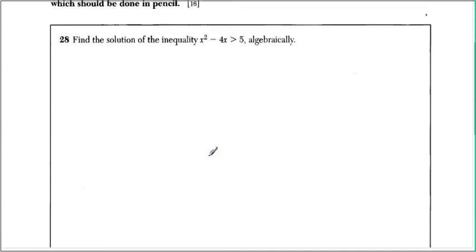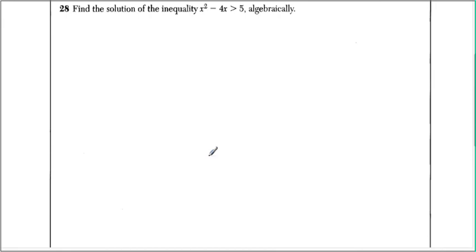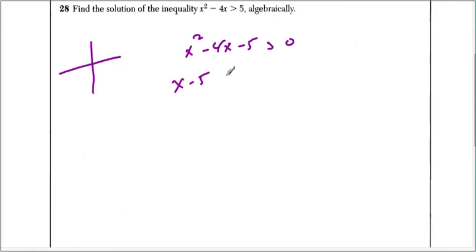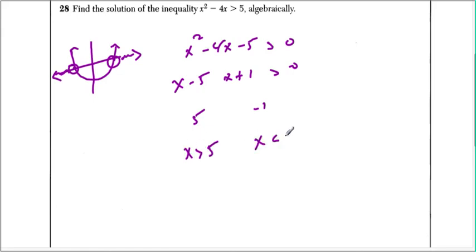Alright, solve algebraically. So, you have x squared minus 4x minus 5 is greater than 0. When you're considering the roots, you can have x minus 5, x plus 1 greater than 0. So we have 5 and negative 1 are the roots. We know the graph is going to look like this. That means that it's going to be greater than 0 when it's over here and when it's over here. So it's x is greater than 5 and x is less than negative 1.